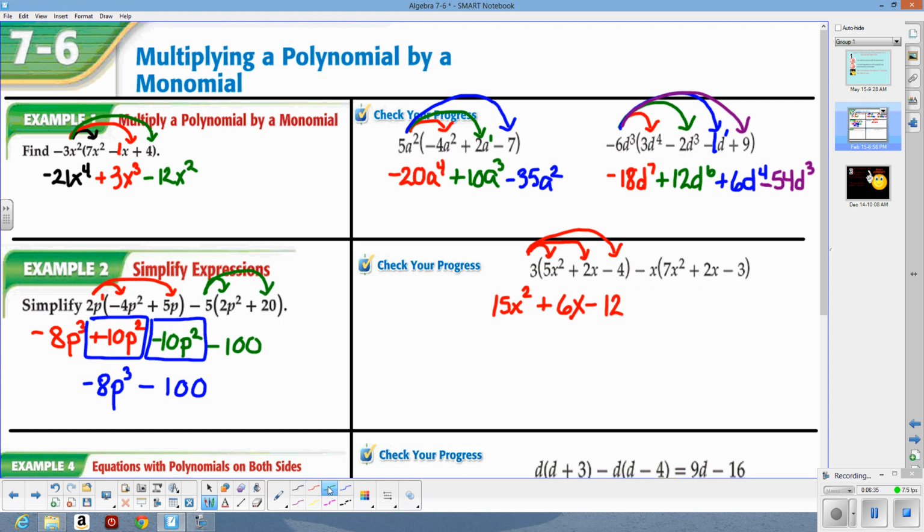Now right here in this next piece, this is like negative 1x times everything in parentheses. So negative 1x times 7x squared is going to be a negative 7x to the third power. And then negative 1x times 2x is going to be negative 2x squared. And then negative 1x times negative 3, that's going to be a positive 3x.